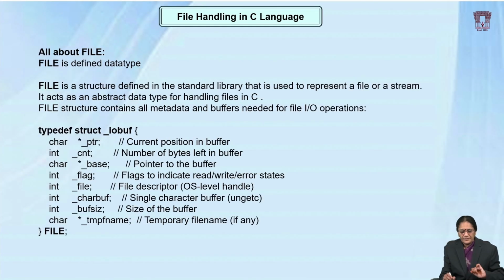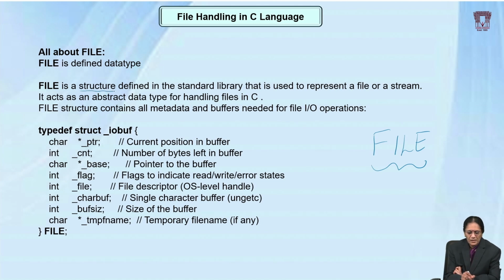Now, what is this capital FILE? Capital FILE is the one which helps us to access files, and this comes under a defined data type. Now, when I say it is defined in nature, there is pre-built information in the form of a structure. Now, a structure is one which holds different data types. So it is predefined in a standard library that is used to represent a file or a stream.